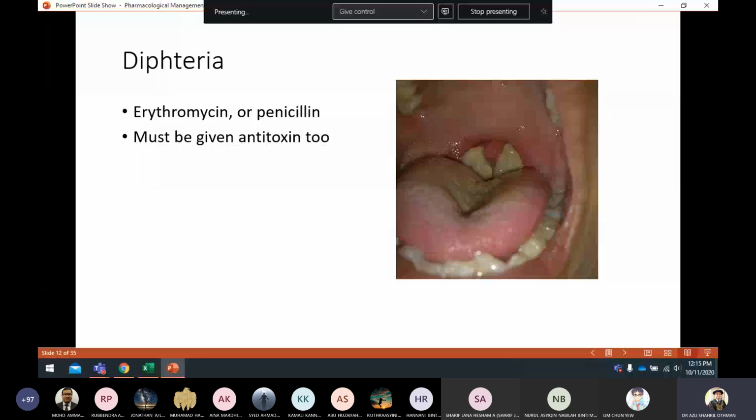You can also choose to treat diphtheria using erythromycin, which is a protein synthesis inhibitor. Don't forget, if you want to treat diphtheria, the patient needs to be treated with a diphtheria antitoxin too.